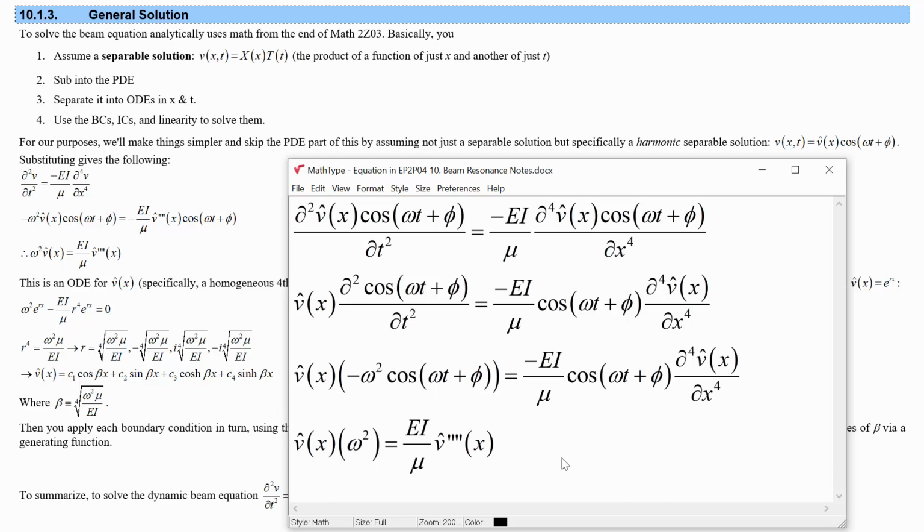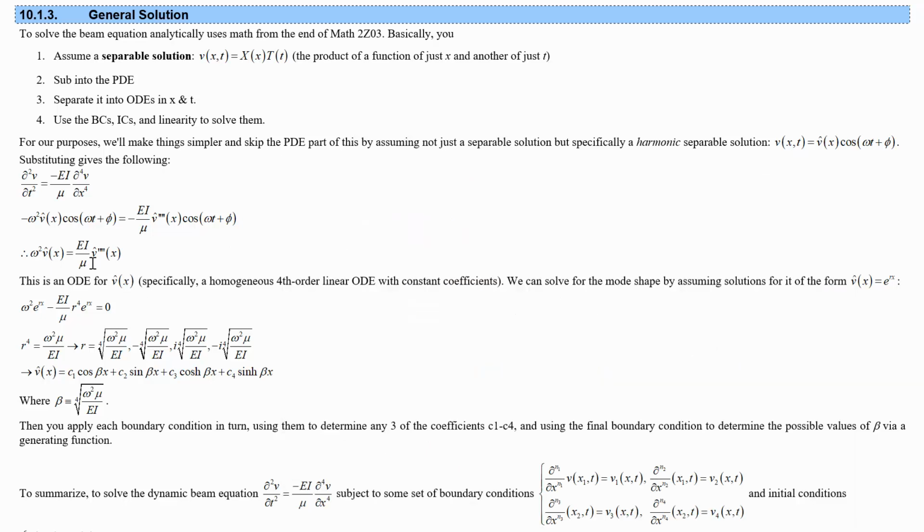Or, if you like, the fourth derivative of the function times EI over mu omega squared has to be equal to v hat. So here we go. Oh wait, I dropped a squared. Omega squared. Yeah. So this is it. This is the thing that we can next solve. This is an ordinary differential equation for v hat. How do we solve this ordinary differential equation?